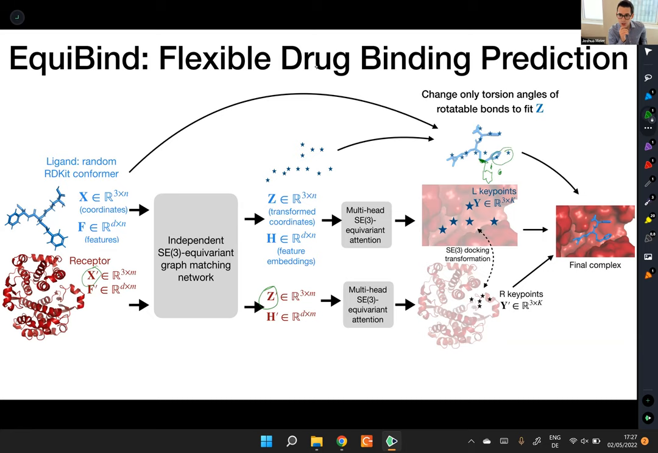Sorry, this might have been a little bit confusing. In the end, we only use the changed coordinates, the Z dash, and the Z dash we only use to construct the key points, these key points over here, the Y dash. And in the final bound conformation, we use the original X dash.